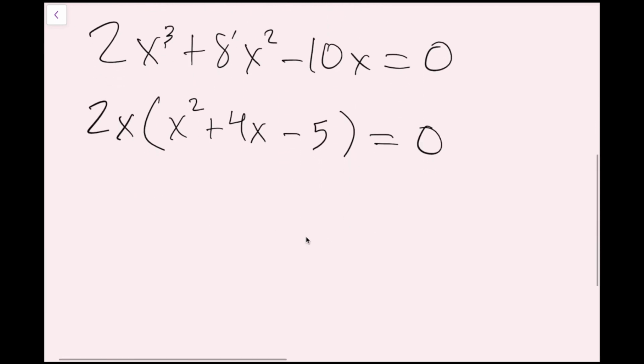So I'm going to scroll up. I see that my b value is 4 and my c value is negative 5. So I'm going to write that over here: b equals 4, c equals negative 5. So I need two numbers to multiply to negative 5 and add to 4.